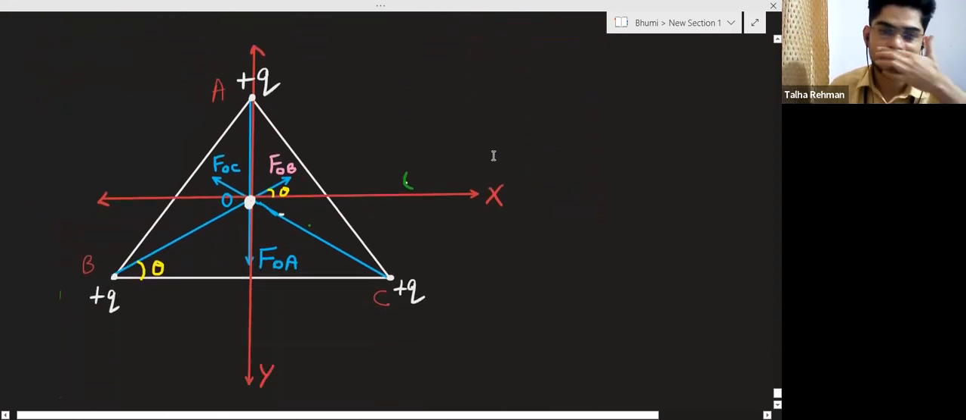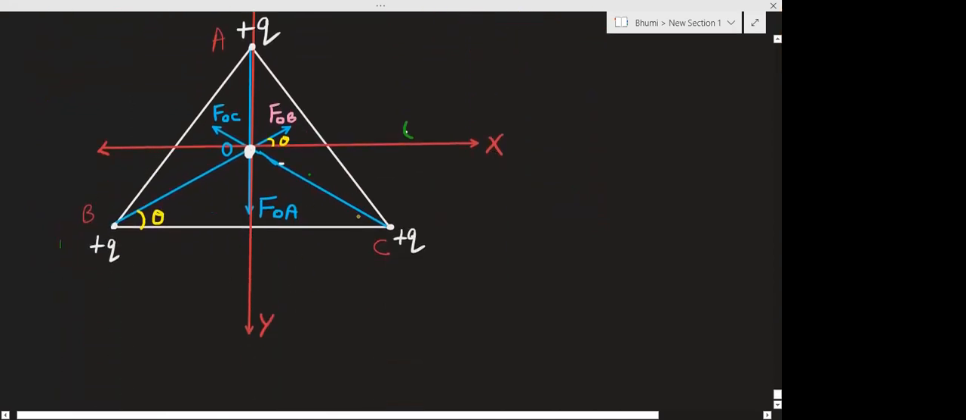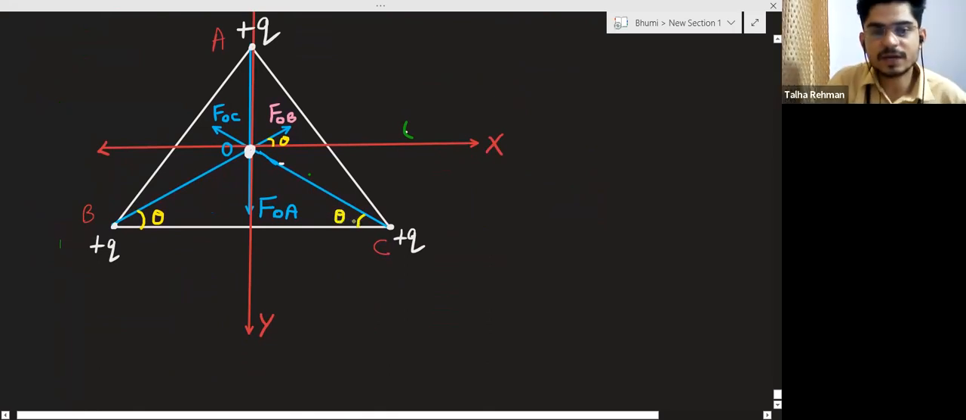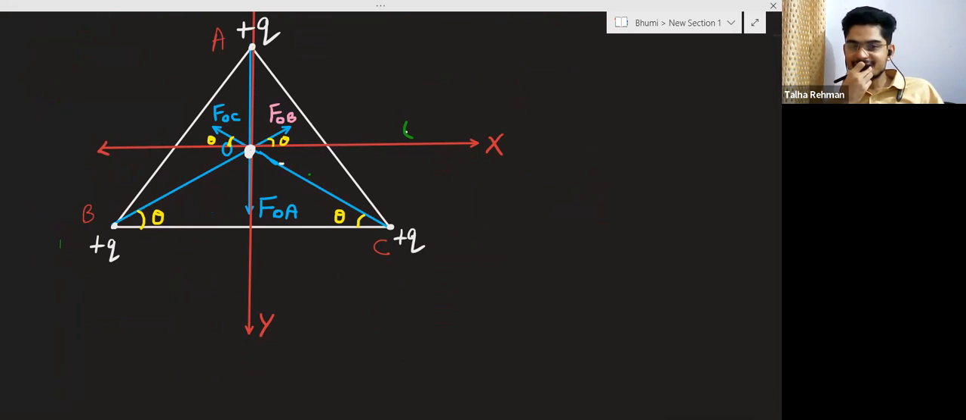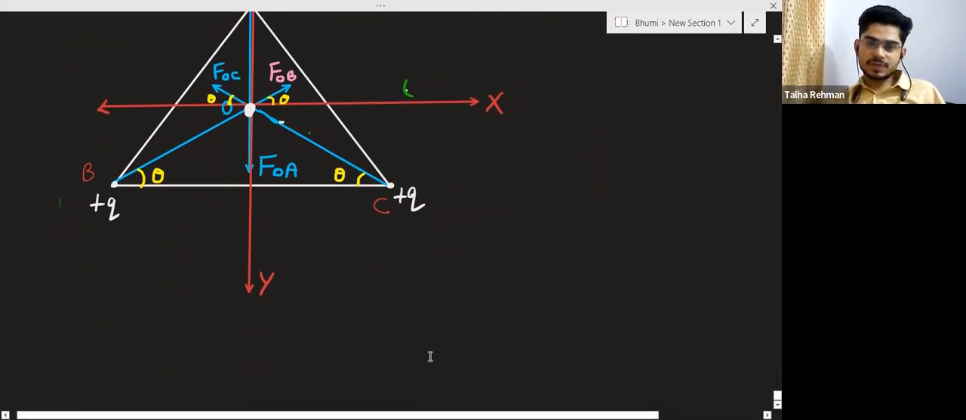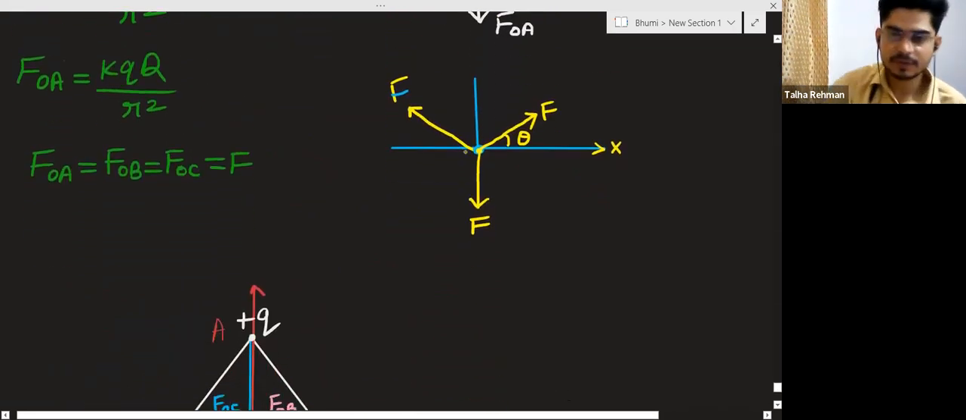By symmetry, we can say this angle is again theta. So this force will also make an angle theta. This force will also make the angle theta. So here, this force is again making an angle theta.